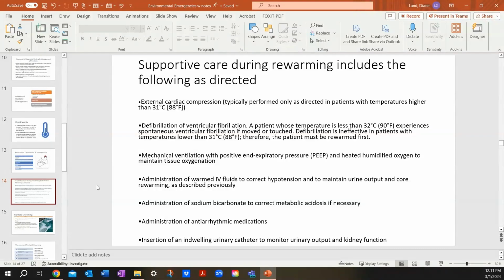Defibrillation is ineffective in patients with temperatures lower than 31. Therefore, a patient must be rewarmed first. And we just continue to do CPR.